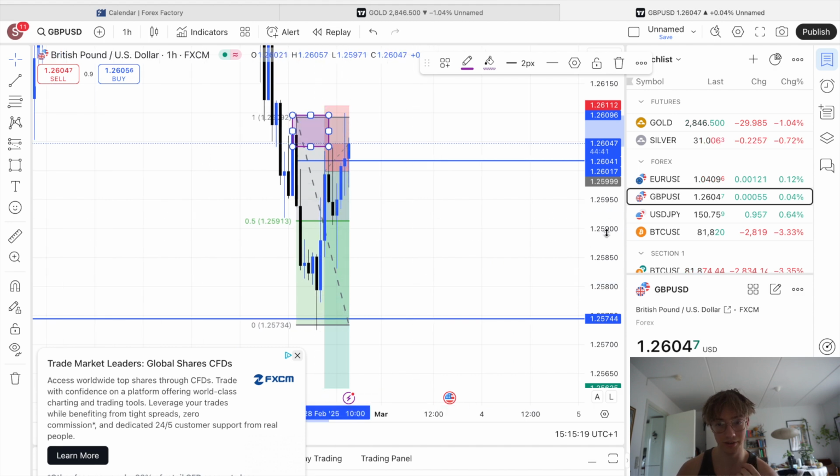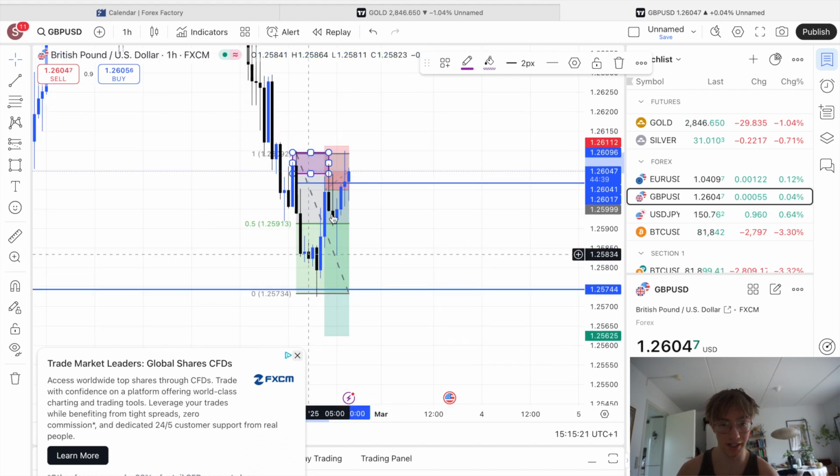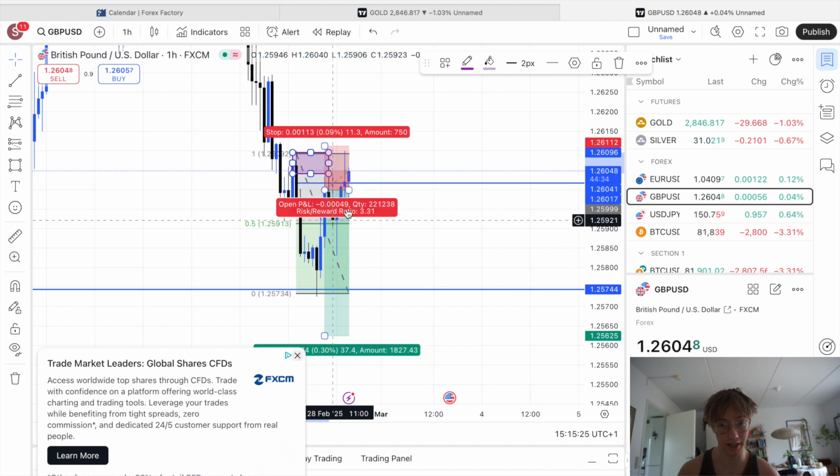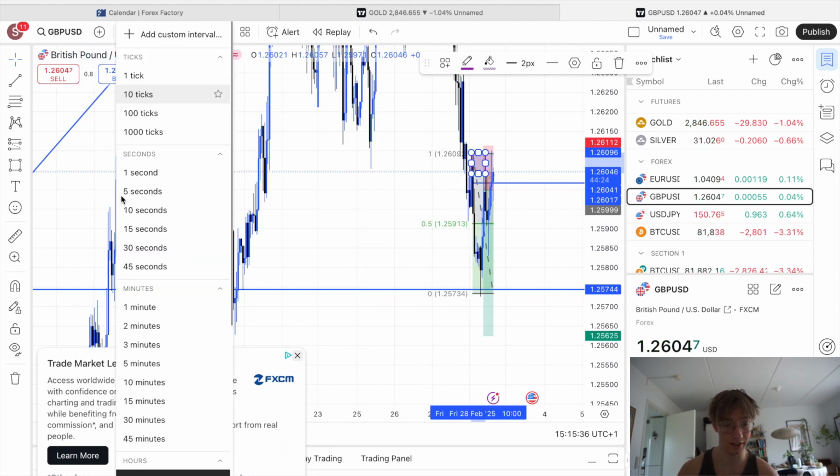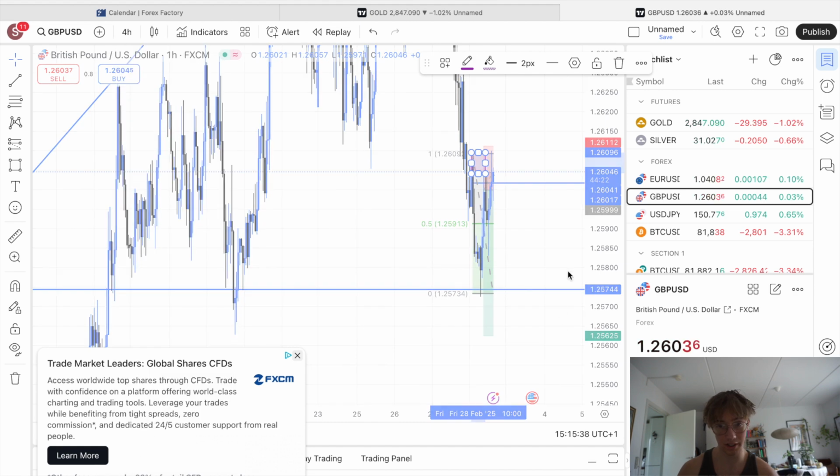And as you can see, we're breaking structure to the upside now, because we have the low and then a higher high, higher low, then making a higher high somewhere up here. So if we break structure on the candles up here, then we're probably going further up. And it's just a, see, on the 4 hour.